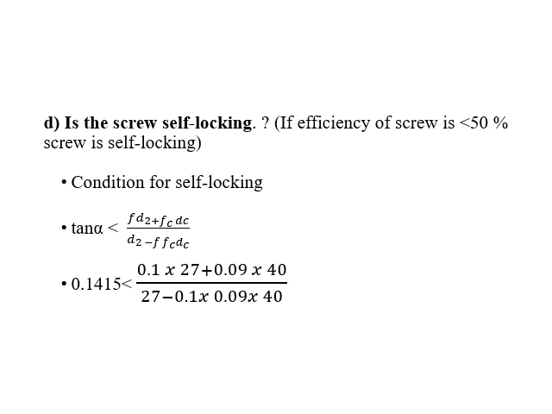We know the value of tan alpha is equal to 0.1415, and if you substitute all the other values, then we will find that 0.1415 is obviously less than the right side. It comes out to be 0.234. It shows that the screw is self-locking.